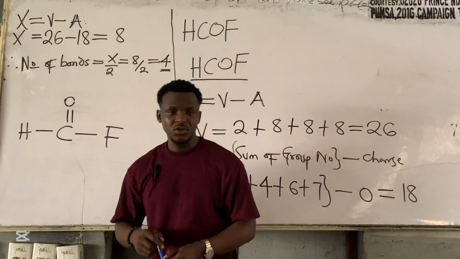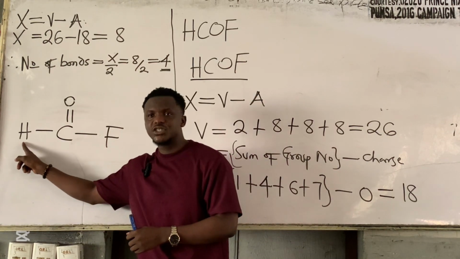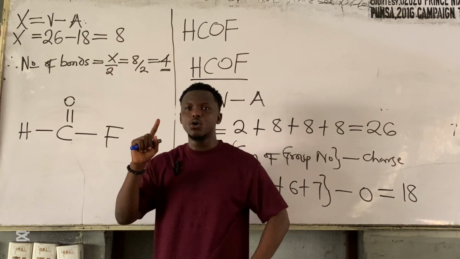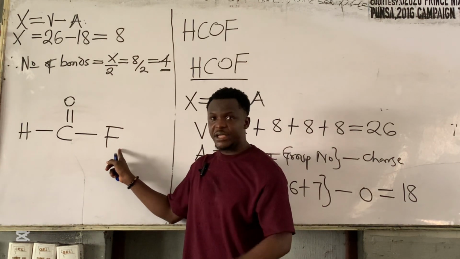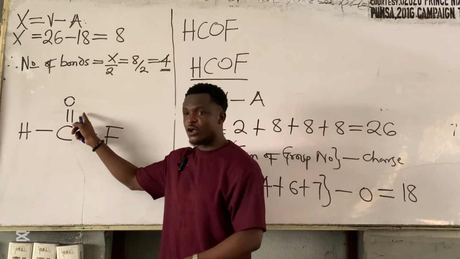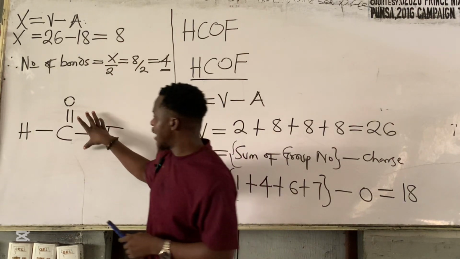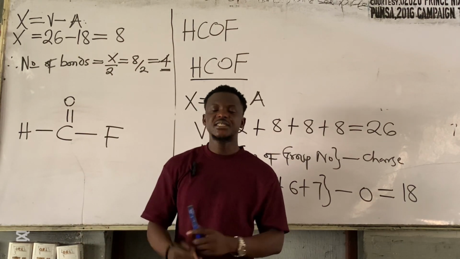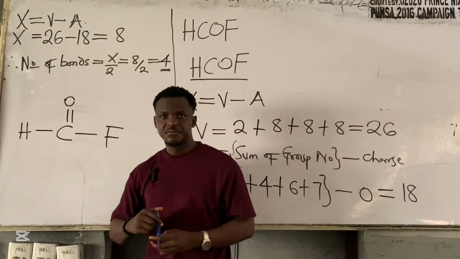That is it. So you need to understand where the extra bond will go. I'm not adding it to hydrogen because hydrogen can only hold 1 bond. I'm not going to add it to fluorine because fluorine is very stable with just 1 bond. I'm going to add it to oxygen because oxygen needs 2 bonds to be very stable. So we are done with step 3. Step 4 says, complete octets around each of them.